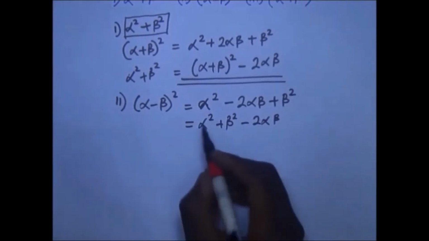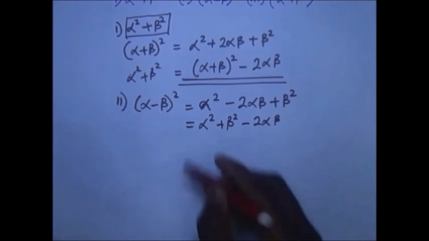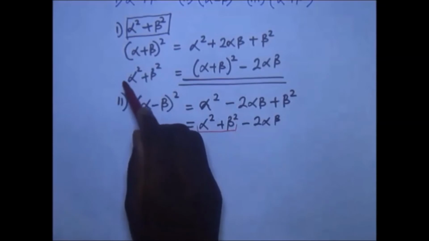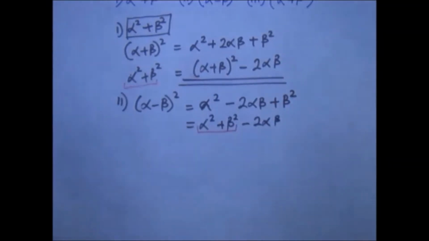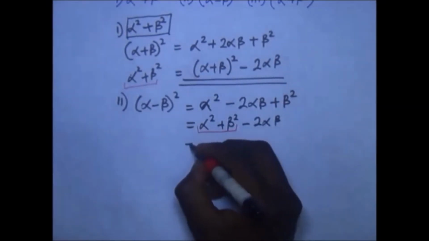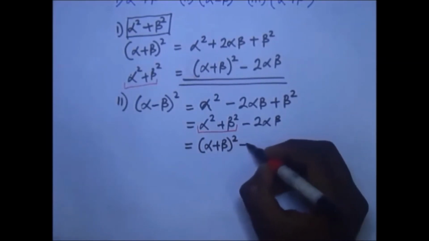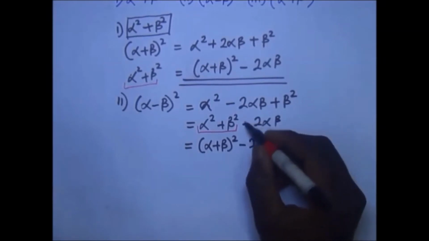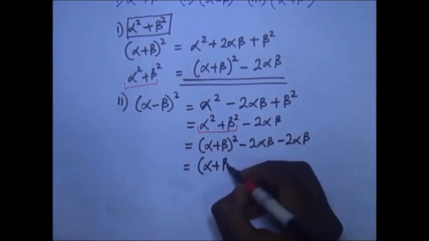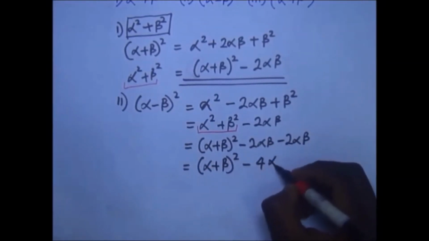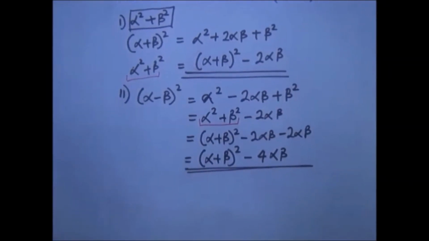But we already found what alpha and beta is. We already know that alpha squared plus beta squared is this, and it's equal to that. So we shall substitute for this and just bring that expression there. So in essence here, that's going to be equal to, in brackets, alpha plus beta squared minus 2 alpha beta, then minus 2 alpha beta. So our answer will be alpha plus beta in brackets squared minus 4 alpha beta. That's the answer. Let's do Roman 3.